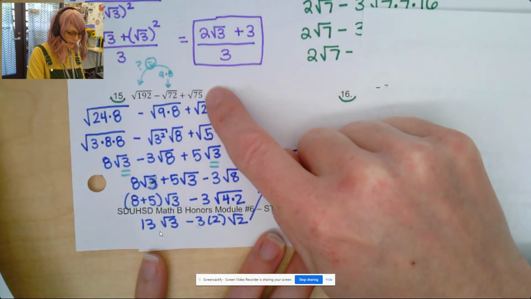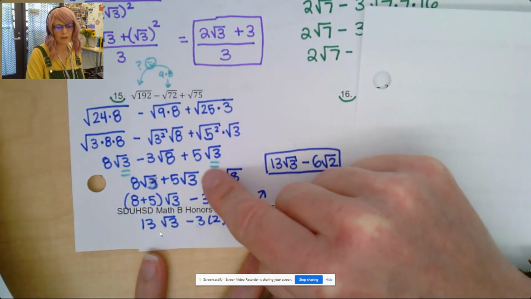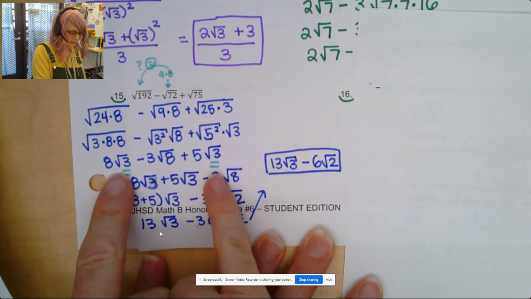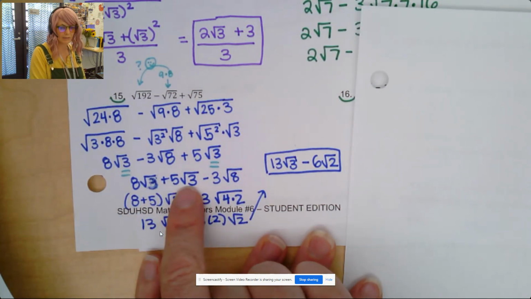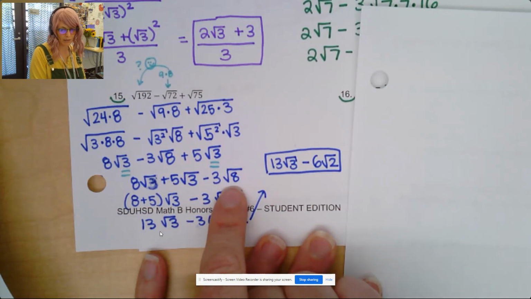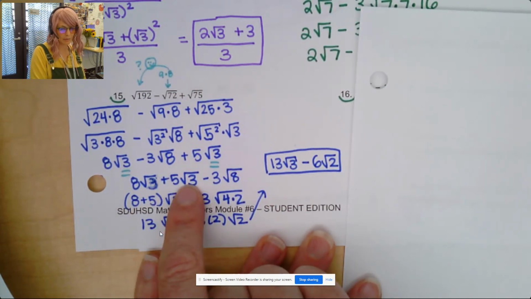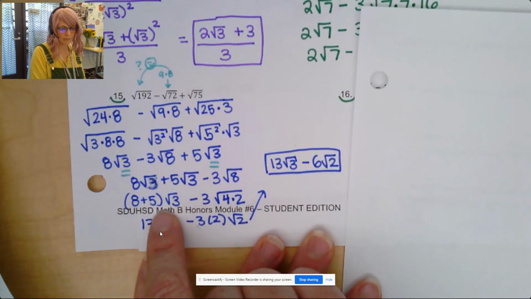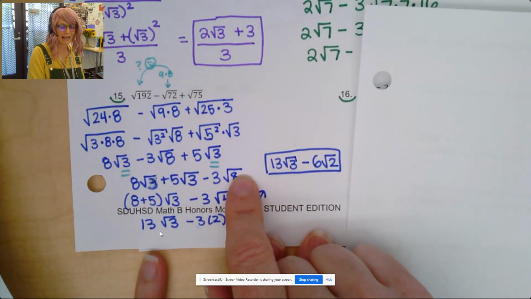Here, square root of 75, 25, perfect square that goes into it. So square root of 75 turns into 5 square root 3. Notice these are our square root 3s. So we end up with 8 square root 3 plus 5 square root 3 minus 3 square root 8. These are the only ones with the same number under the radical, so we can simplify that to 8 plus 5 square root 3, which is 13 square root 3, and then 3 square root 8.